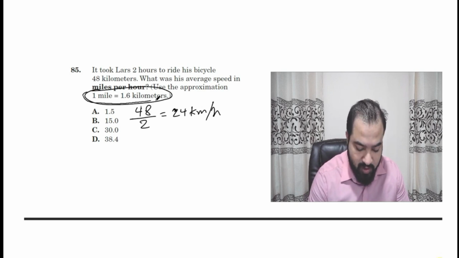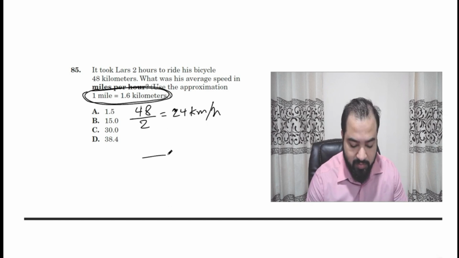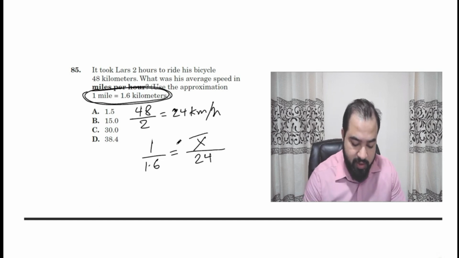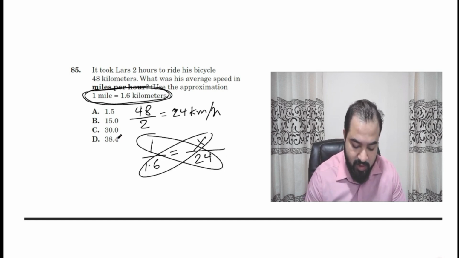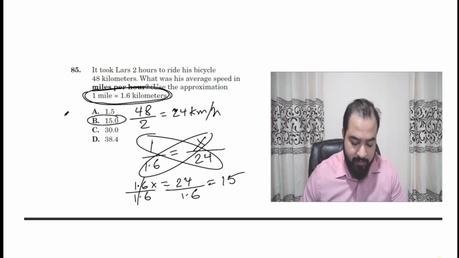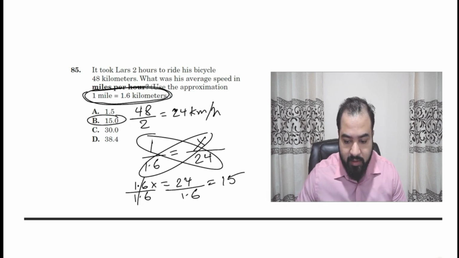They gave us 1 mile is 1.6 kilometers. So we can set up a proportion: 1 mile is 1.6 kilometers, so 24 kilometers is how much? We can cross multiply here. So x times 1.6, this is 1.6x equal to 24, and divide both sides by 1.6. Whatever we get with the answer, I believe is 15. B. Yeah. Then the next one.